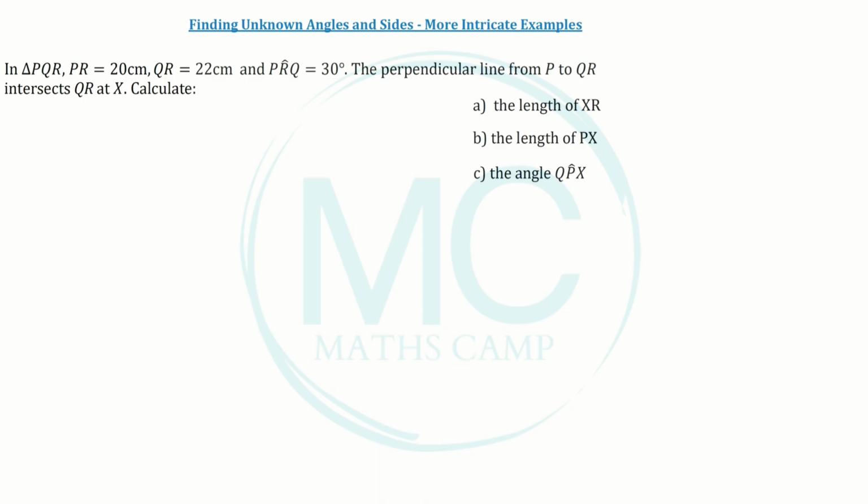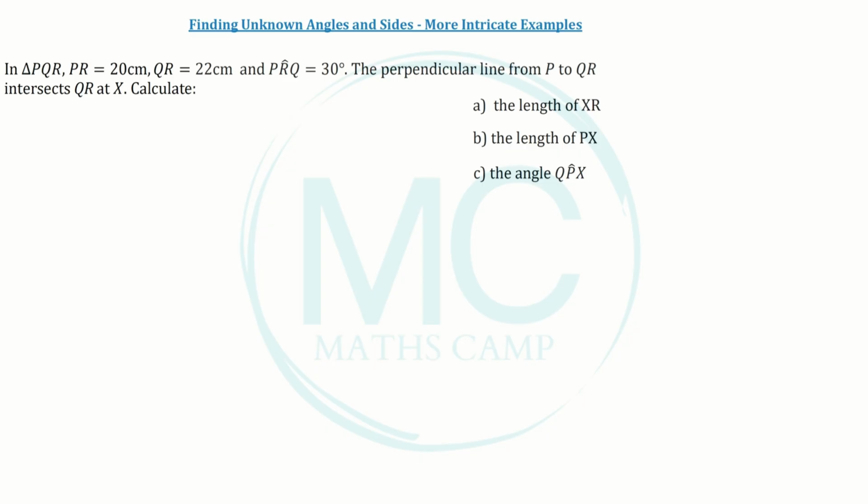In triangle PQR, PR is equal to 20 centimeters, QR is equal to 22 centimeters, and the angle PRQ is equal to 30 degrees. The perpendicular line from P to QR intersects QR at X. Calculate A, the length of XR, B, the length of PX, and C, the angle QPX.